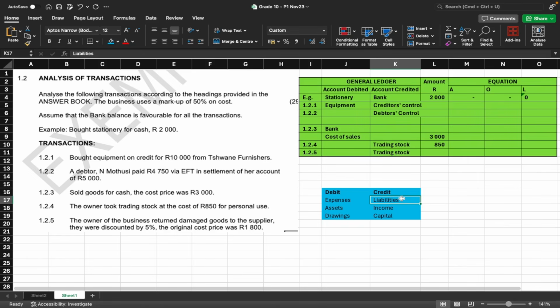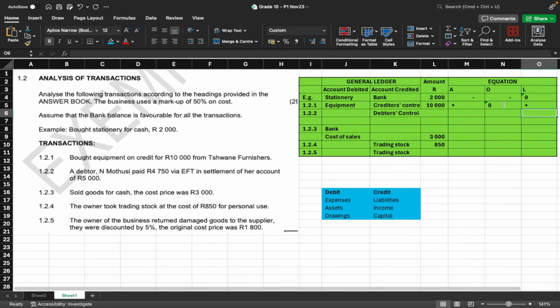And what is our amount here? Our amount is 10,000 Rand, so I'm just going to put here the 10,000 Rand. Then, is asset increasing or decreasing? It's increasing because I just bought an asset, so I put that as a positive. Owner's equity is not applicable because this transaction has nothing relating to owner's equity. And our liability is increasing, meaning I'm owing my creditors more money because I just took equipment on credit. So I'm going to put that as a plus as well.